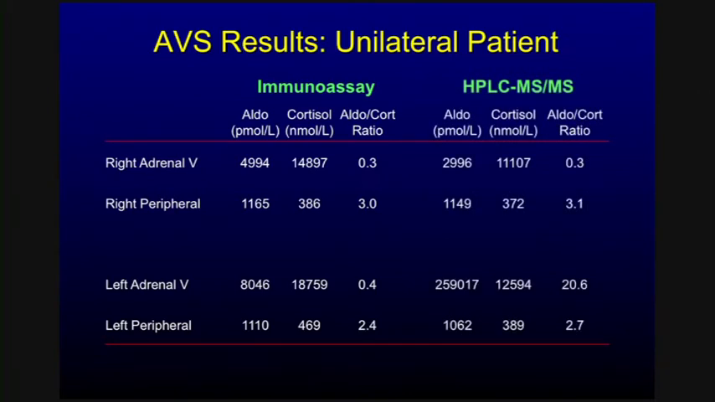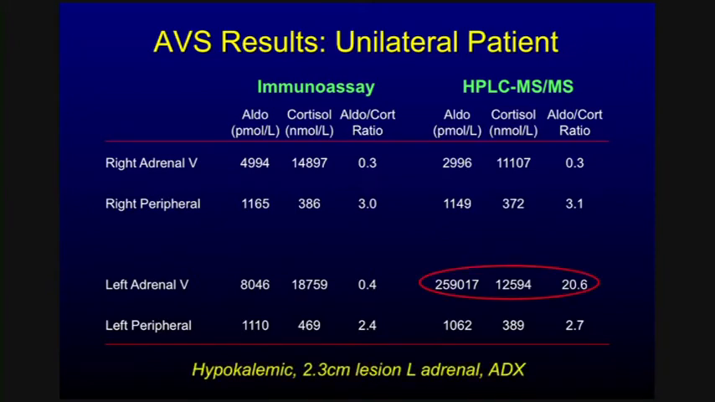Now you've got the ratio definitely lower than peripheral on the right, but definitely higher than peripheral on the left, which is consistent with left unilateral primary aldosteronism. And the difference, of course, predominantly was in this aldo sample here, which was over 250,000 picomoles per litre using tandem mass spec, but only about 8,000 picomoles per litre using immunoassay.